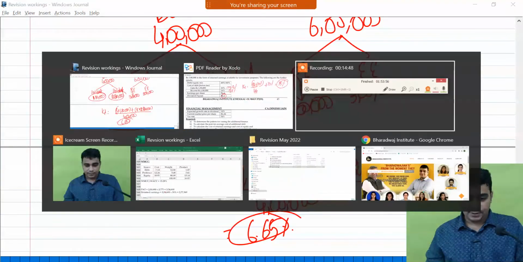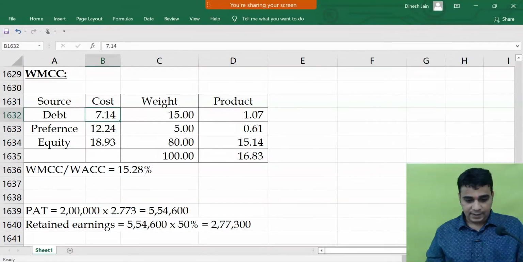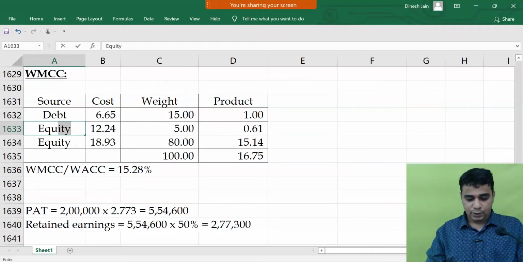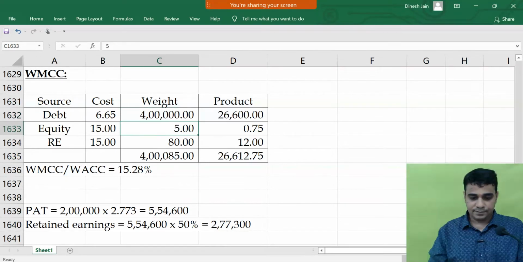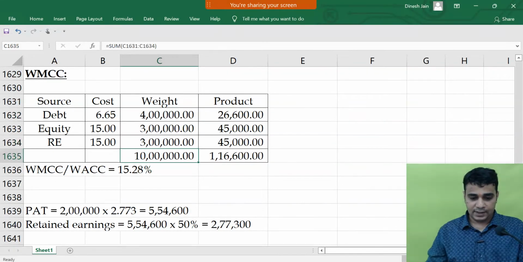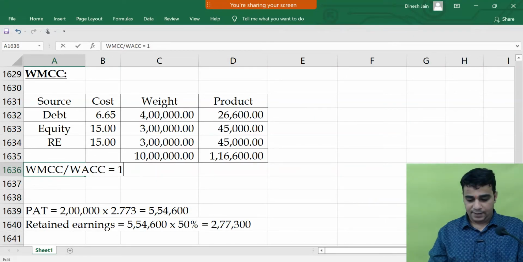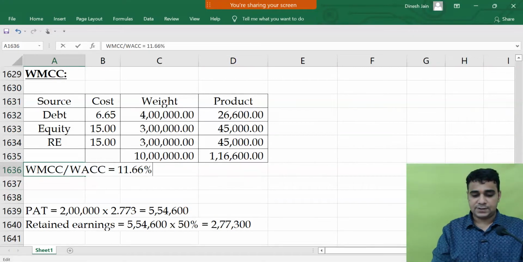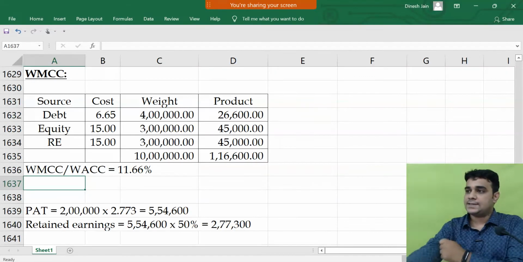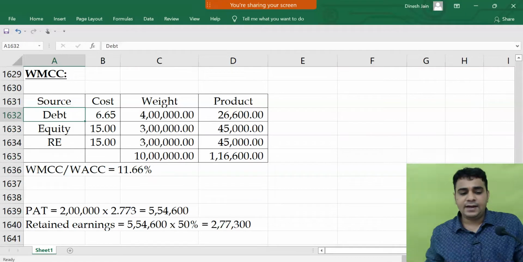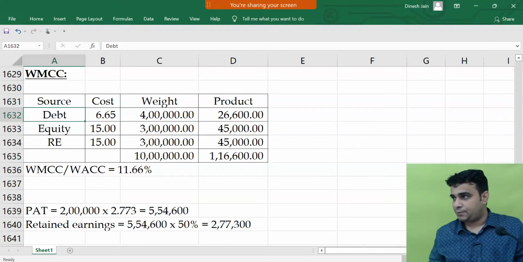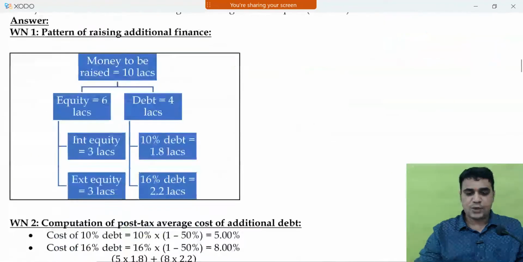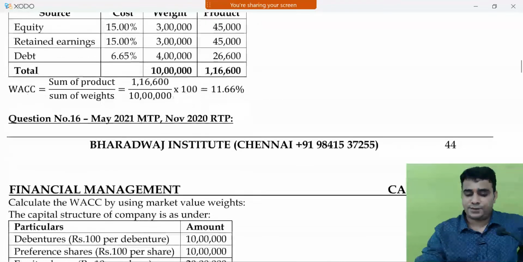And then finally we put it in the format. Debt is at 6.65, equity is at 15, retained earnings is also at 15. We had 4 lakhs, 3 lakhs, 3 lakhs, so this will be 11.66%, that is 1,16,600. Any doubts on this? You can write debt as two separate line items, 5% debt and 8% debt. We have taken it together as 6.65 because that was a specific requirement of the question: average cost of additional debt.